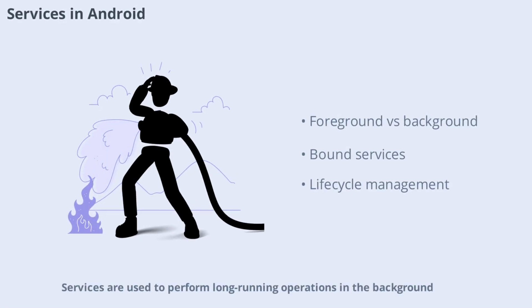Services are used to perform long-running operations in the background, such as playing music or downloading files. Interviewers may ask about the different types of services, foreground, background, and bound, and how to manage their lifecycle. Understanding services is crucial for building responsive and efficient Android apps.